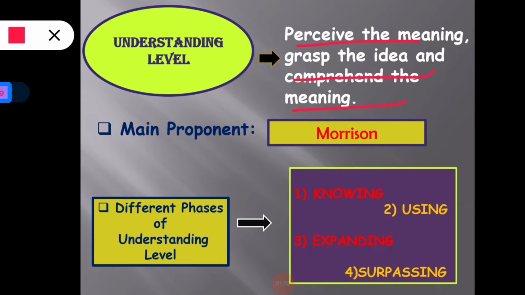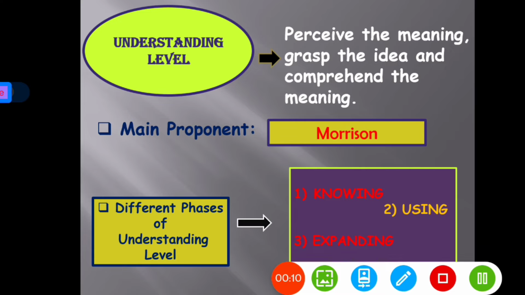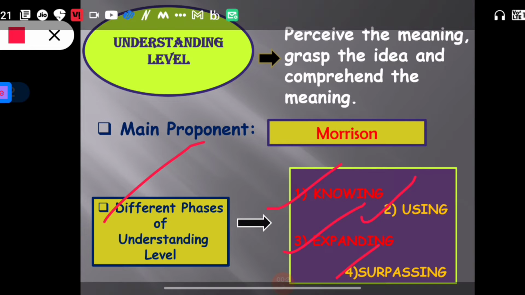So now move on to the next one, that is the proponent. The main proponent of the understanding level of teaching is Morrison. And now move on to another concept of understanding level of teaching. These are the different phases of understanding level. Here we can see there are four phases. The first one is knowing, the second one is using, the third one is expounding, and the fourth one is surpassing.